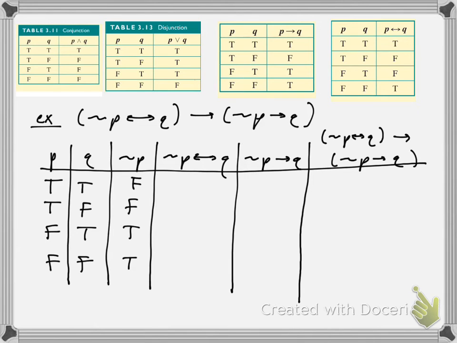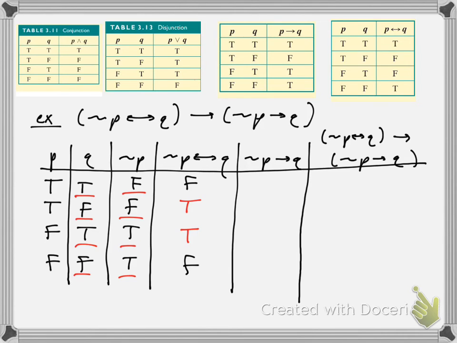Now for not P if and only if Q, I'm dealing with these two. For the if and only if table, we're looking at this one right here. It's only going to be true when they're both true or they're both false. So here would be true, and here would be true, because they're both true. The other two will be false because one is true and one is false.